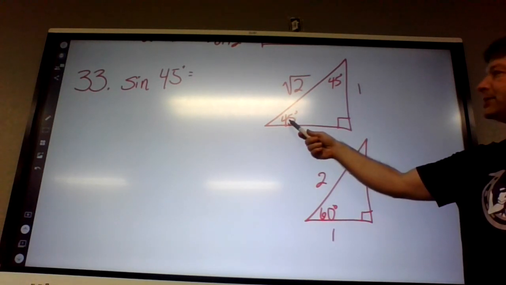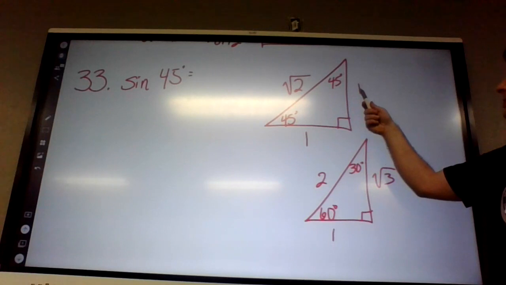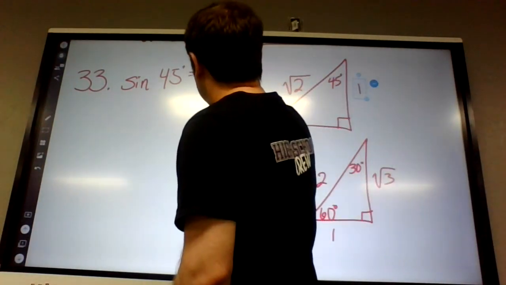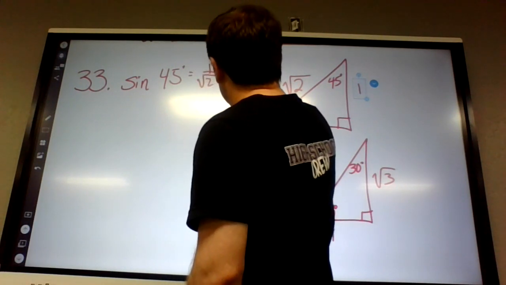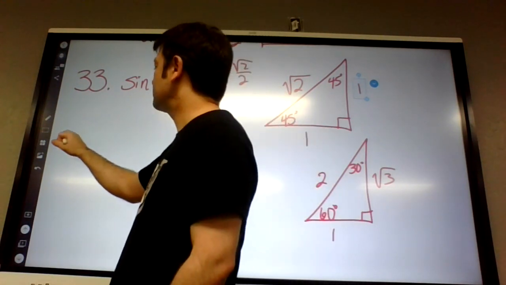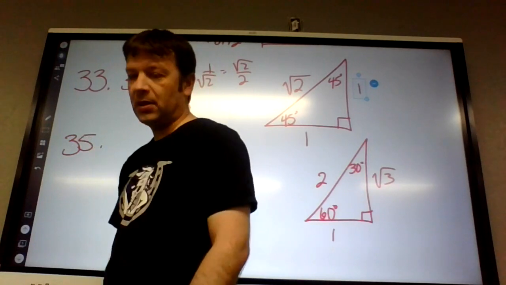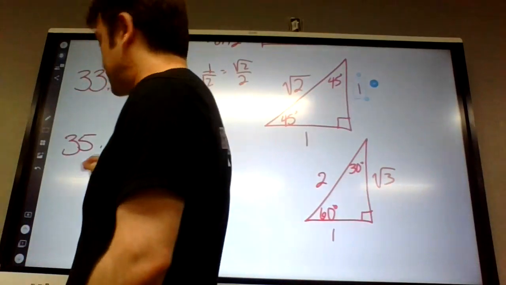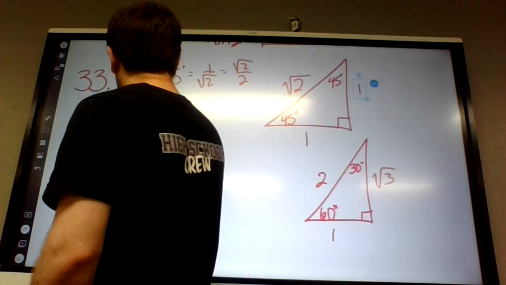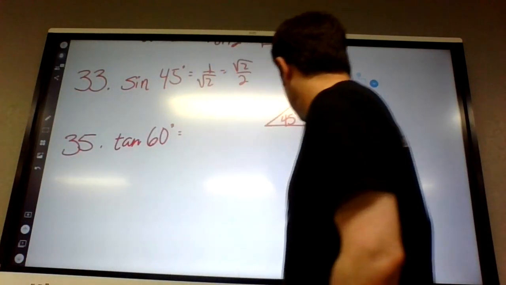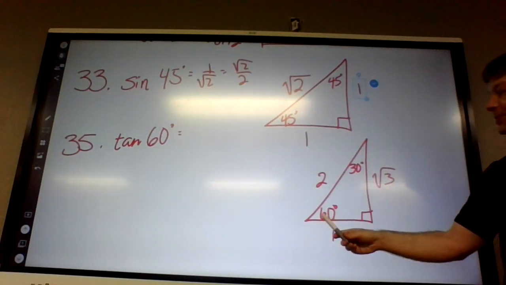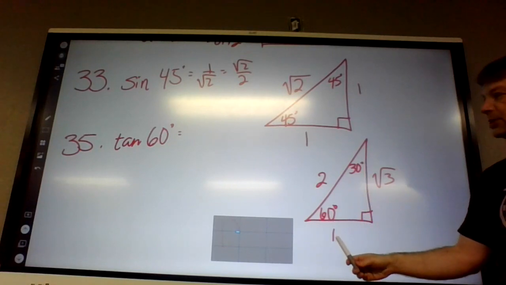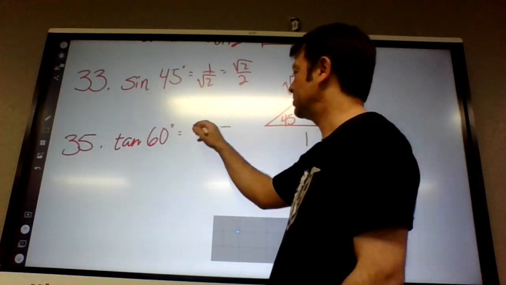So sine is opposite over hypotenuse, right? So it's 1 over square root of 2, which is square root of 2 over 2. 35, last, no, 2 more. Tangent of 60. So tangent is opposite over adjacent, so opposite over 1, the adjacent. So it's just square root of 3.